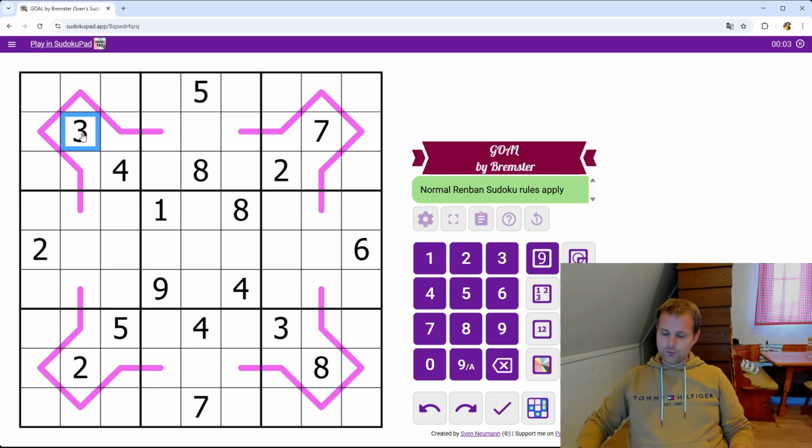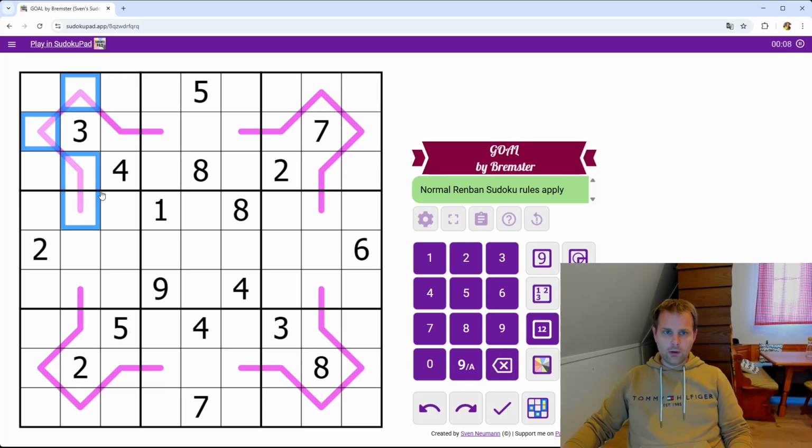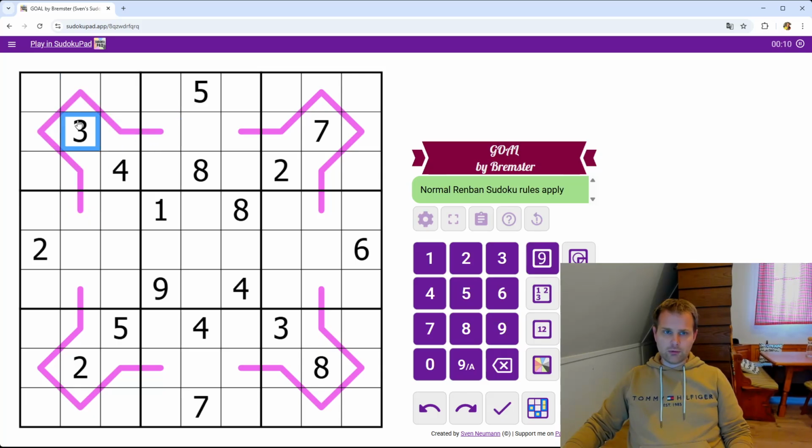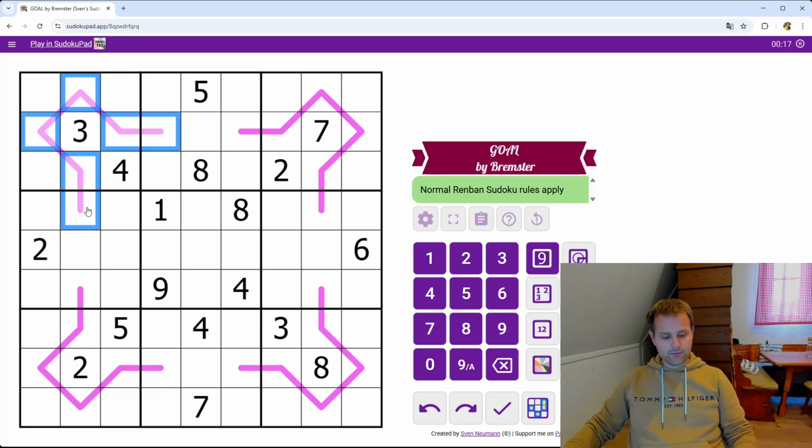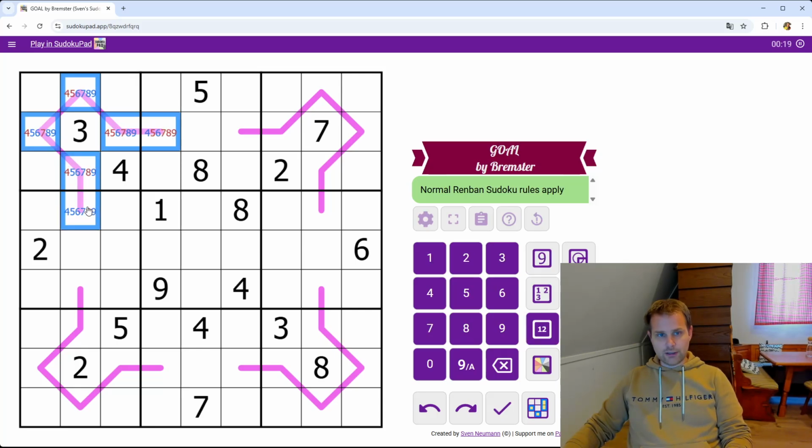Alright, so the first thing you can see is this cell sees all of these cells of the Rembrandt. So the 3 can't be on there. So this means that this must be from 4, 5, 6, 7, 8, 9. And obviously these can't be 4, these can't be 5, this can't be 5, 7, 8 or 9. This can't be 7, these can't be 8, and this can't be 7.